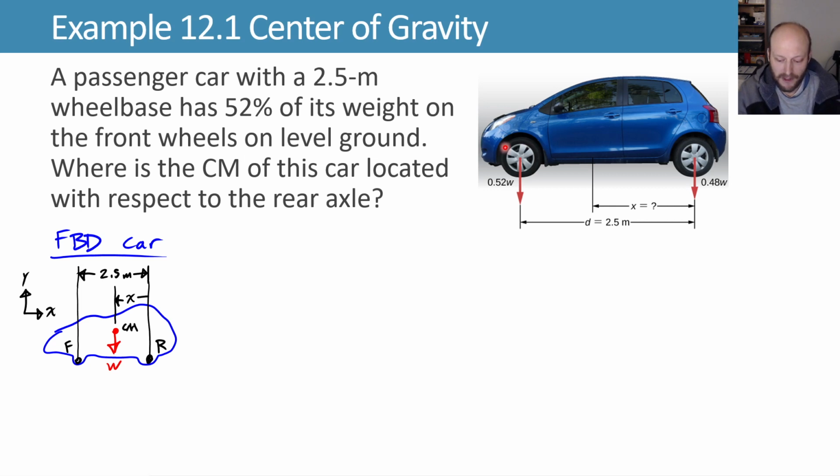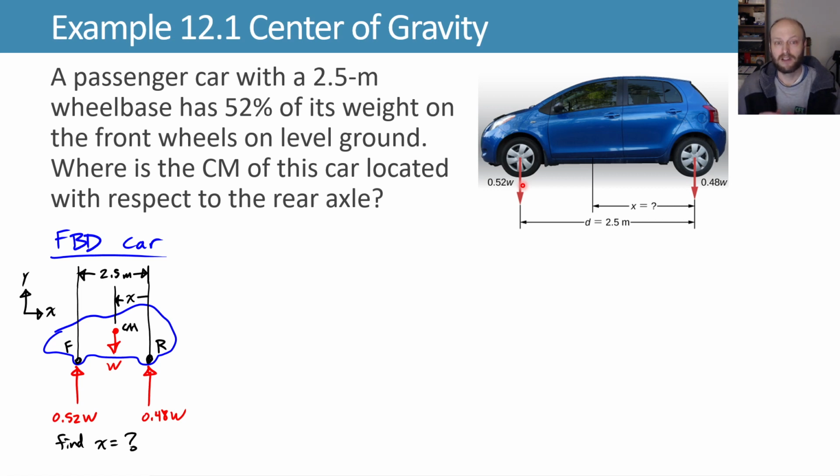And you can see if 52% of the weight is resting on the front wheels, that means that the reaction force from the ground acting back on the car due to Newton's third law has to be that same 0.52 of the weight, or 52% of the weight. Similarly, on the rear wheel, that 0.48 becomes 0.48 acting up on the wheel from the ground. We have all the forces put in now, and now we need to find that unknown distance x.